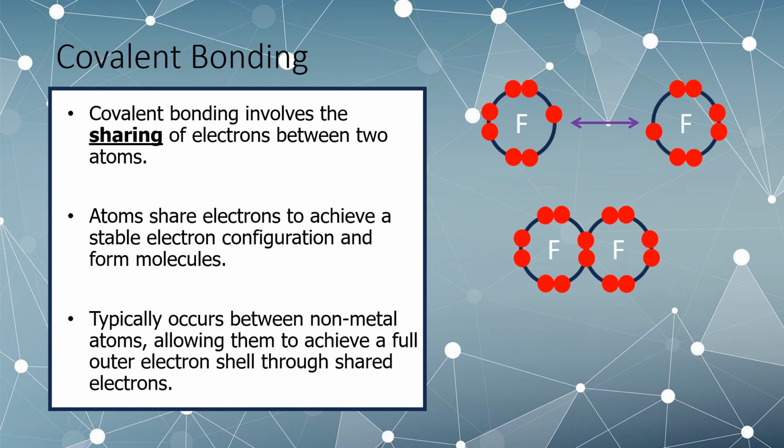So if we look at fluorine as another example, you can see it has 7 valence electrons. So if 2 of them come together, they can share an electron each to form a full shell for each of them. And you can see now they're sharing 2 electrons between them, making each of them have a full outer shell.